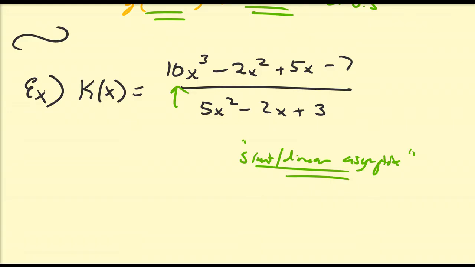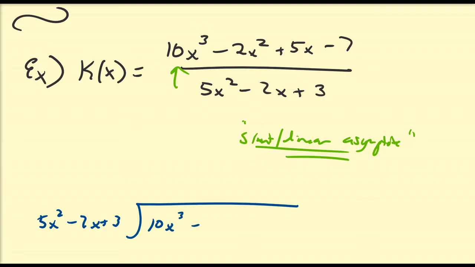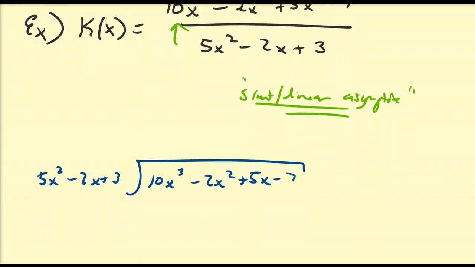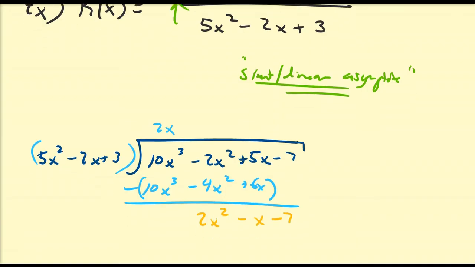So let's just quickly do that out just to see what we get. So this is going to be 5x squared minus 2x plus 3 divided into 10x cubed minus 2x squared plus 5x minus 7. Alright, so 5 times what gives us 10x cubed, so that's going to be 2x. Then I'm going to multiply that down, so that's going to give us 10x cubed minus 4x squared plus 6x. Then I'm just going to subtract that off. So I'm going to have negative 2 plus 4, that's going to be 2x squared. 5 minus 6x is going to be minus x. Then I have minus 7.